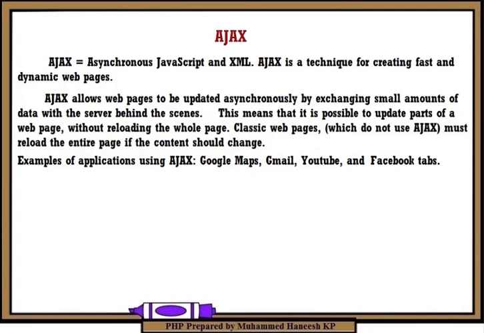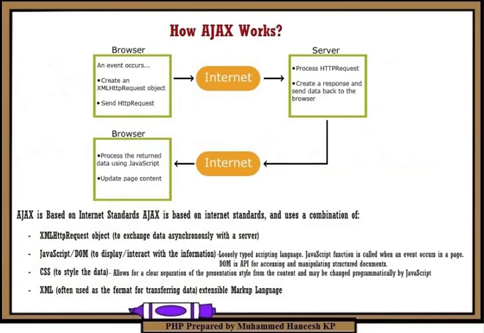Classic web pages, that is, those which do not use AJAX, must reload the entire page if the content should change. Examples of applications using AJAX are Google Maps, Gmail, YouTube, and Facebook tabs. Now we are going to discuss how AJAX works. It is asynchronous JavaScript and XML.